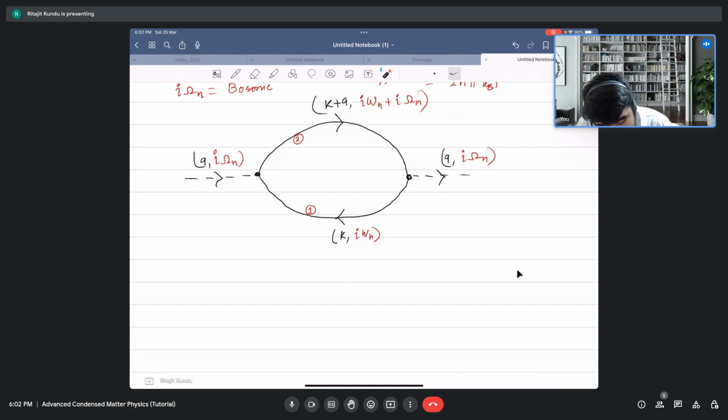Okay. So for the first line, I'll write a Green's function, which is a function of k, comma i omega n. Okay. So this is what I'm writing for just line 1. And then I follow this line 1, I come here, I collide at this point. And then I have to move on to the next line. So for the other line, I'll write a Green's function, now which is a function of k plus q and i omega n plus i omega. So I am just following this momentum and frequency, right?